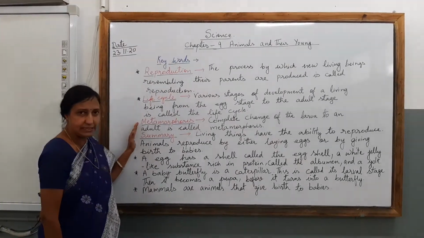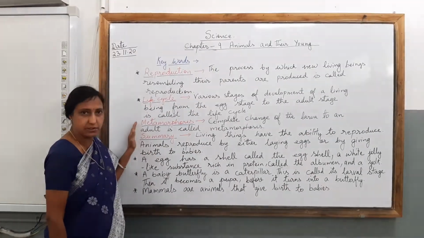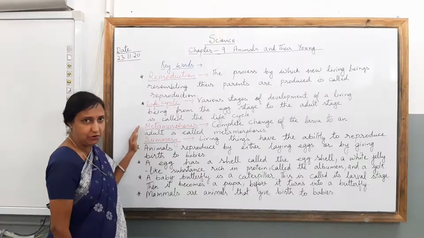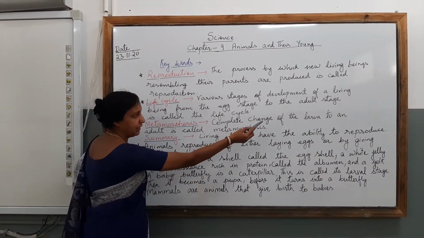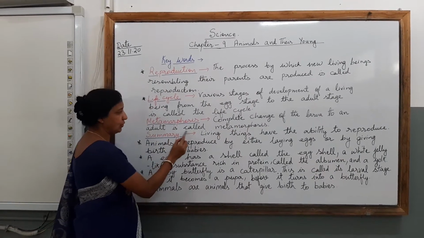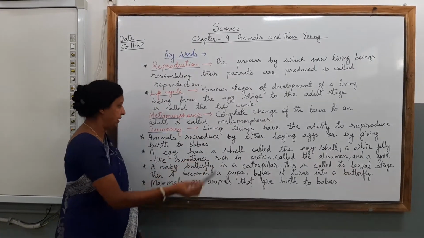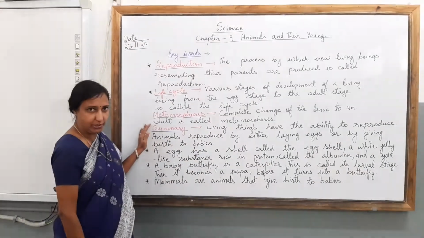Moving on to the next, we learned about metamorphosis. So let us see what is metamorphosis, children. Metamorphosis: complete change of the larva to an adult is called metamorphosis. Let's move on to the summary of the lesson, children.